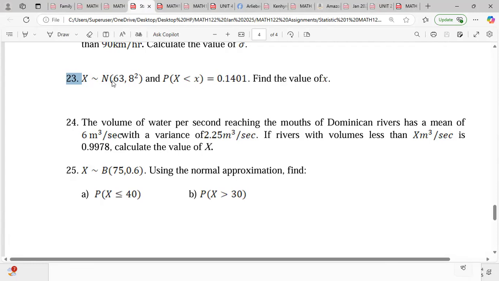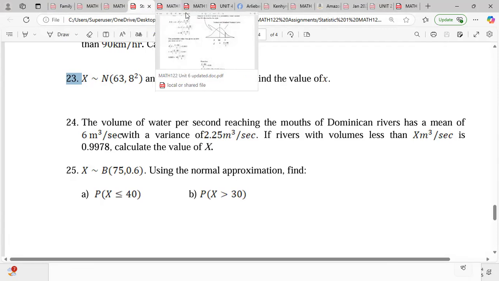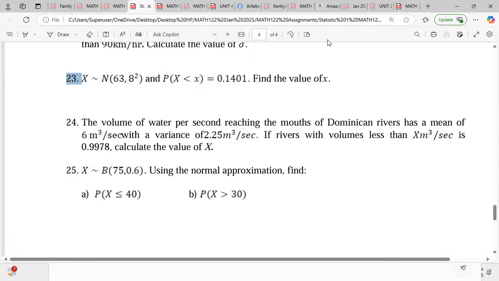Here we are provided with the mean and the variance, and we are given a probability value. So we have to find the value of x. As we can see, the 0.1401 is a tail. And as we discussed already, the normal curve that we are using is calibrated for big chunks. Let's take a look at it again.